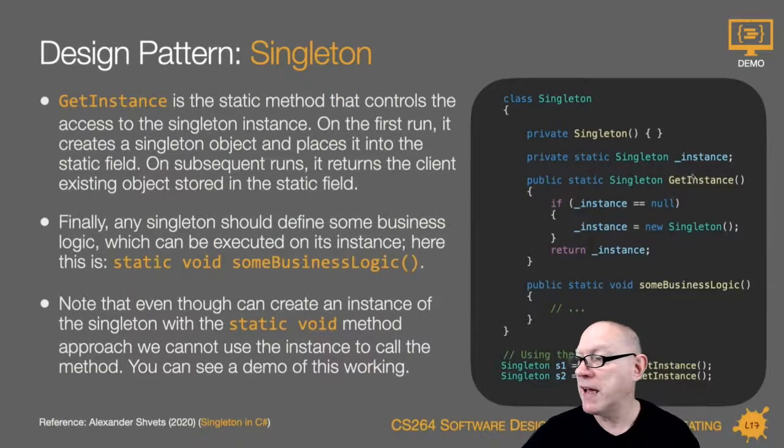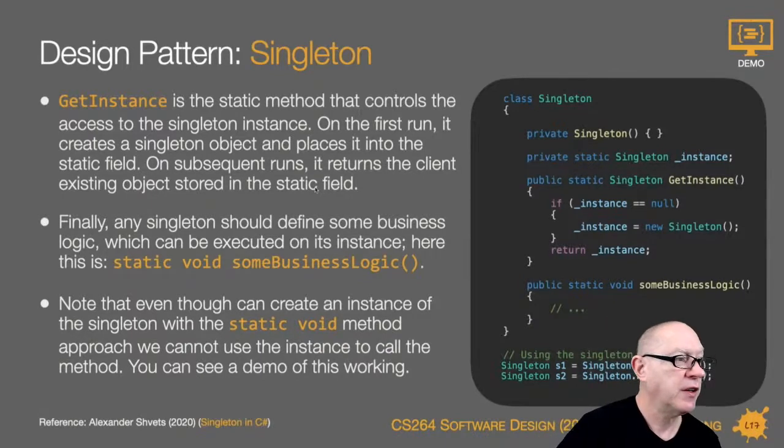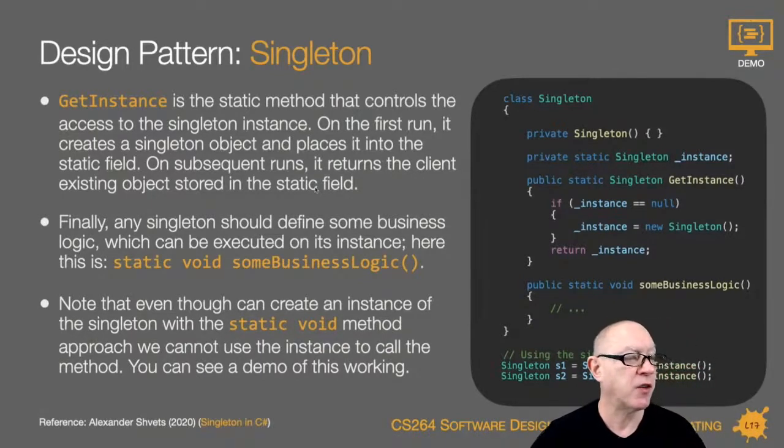So getInstance here is the static method that controls access to the singleton instance. On the first run, it creates the object and places it into the static field, and in subsequent runs, it returns the existing object stored in the static field.